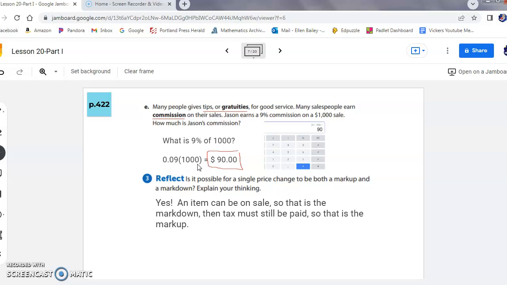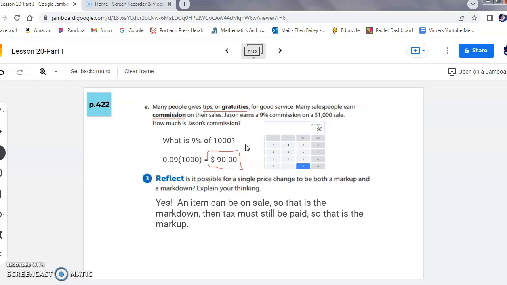0.09 times 1,000, and I got 90. But there is another way to think about this. I know that 9% of 100 is 9, right? Just think about that for a second.